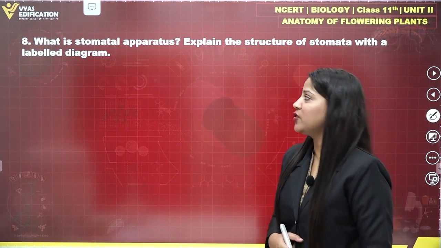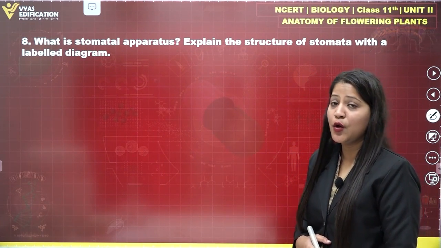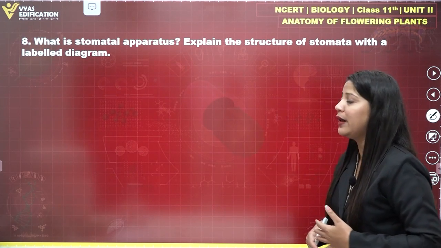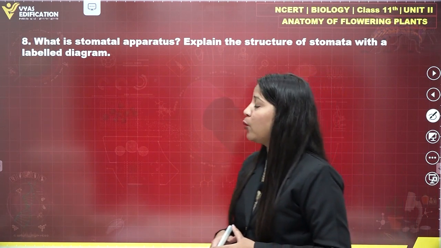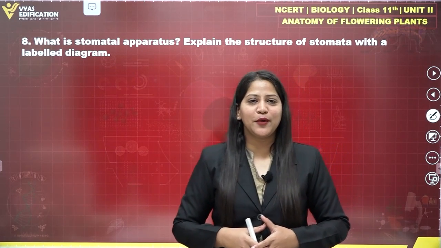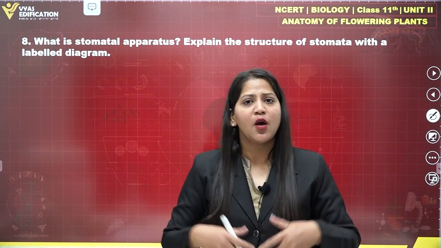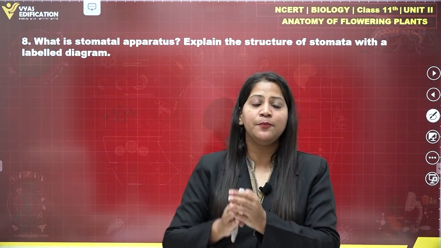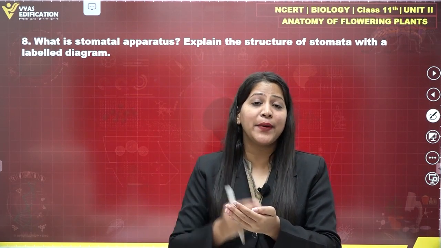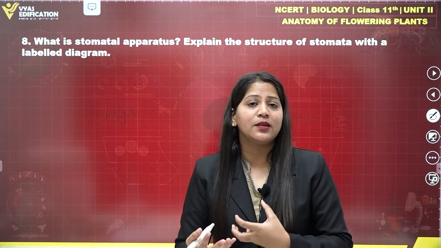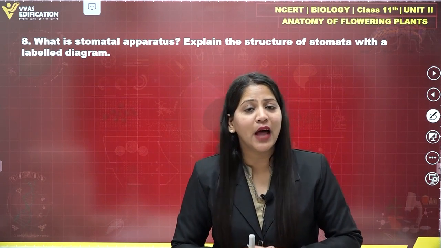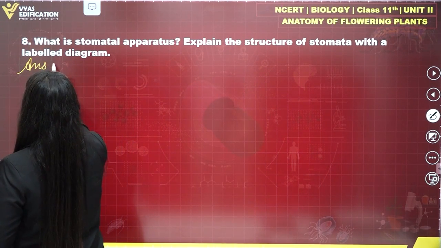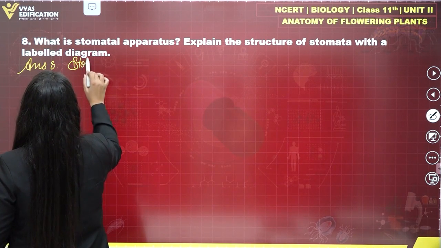Now let's talk about the next question, question number 8, which is asking what is stomatal apparatus? Explain the structure of stomata with a labeled diagram. First of all, we have to tell what is stomatal apparatus. So stomatal apparatus contains a pair of guard cells with or without subsidiary cells. Stomatal apparatus is actually an apparatus containing a pair of guard cells, sometimes with subsidiary cells and sometimes without subsidiary cells. So we will write the first part of this question like this: stomatal apparatus.